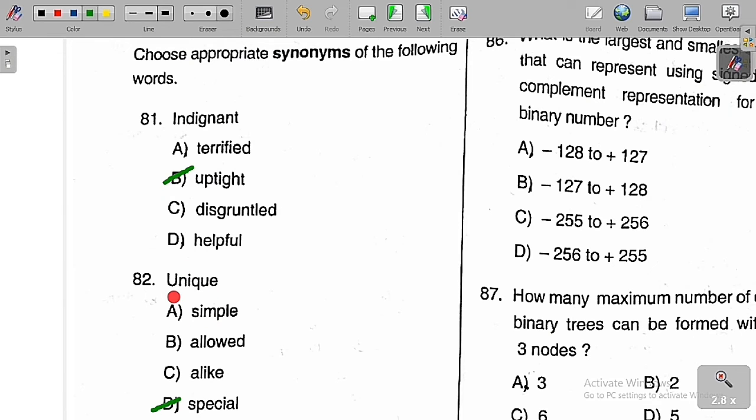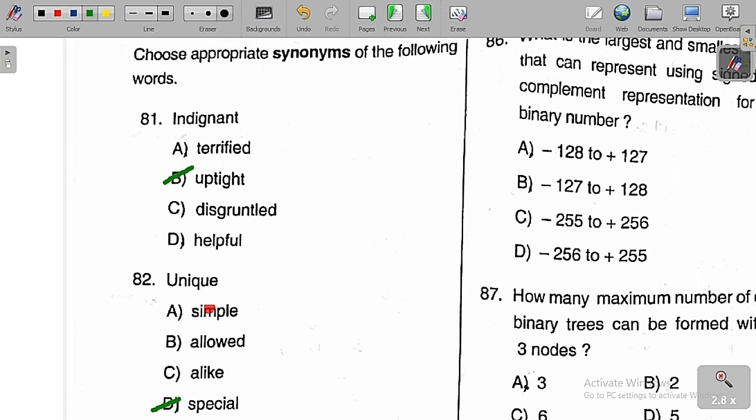Now for another question, for unique also we have to find the correct synonym. Option A simple, option B allowed, option C alike, option D special. So special is the correct solution of this question. Special is called the synonym of unique.